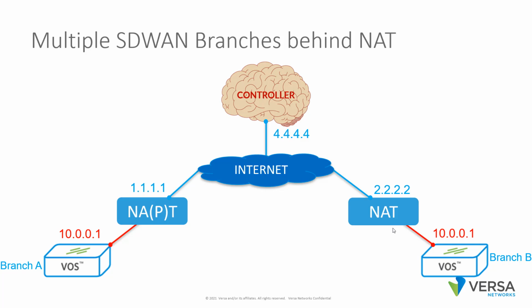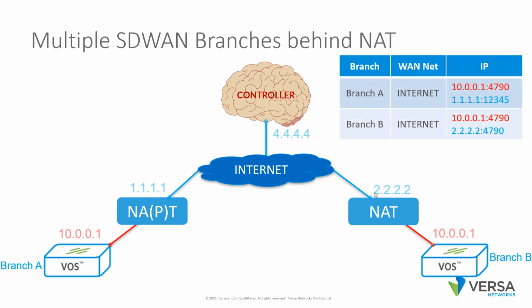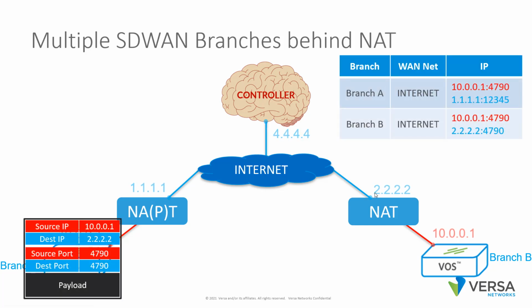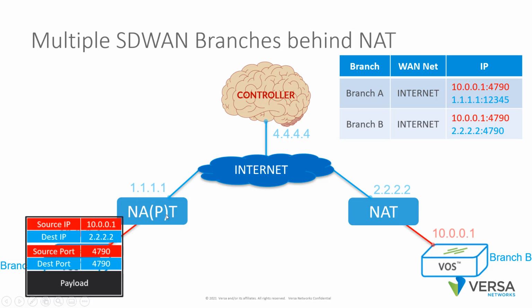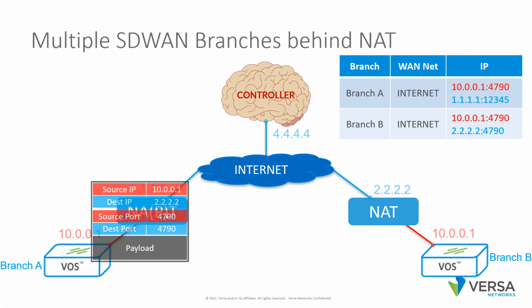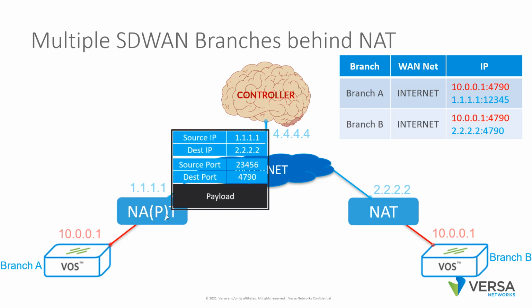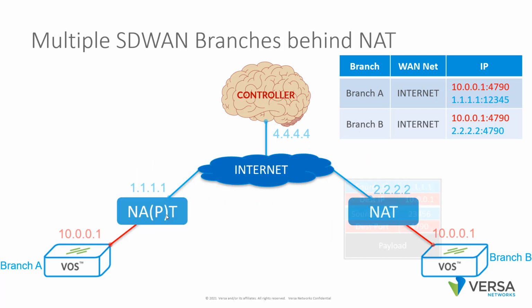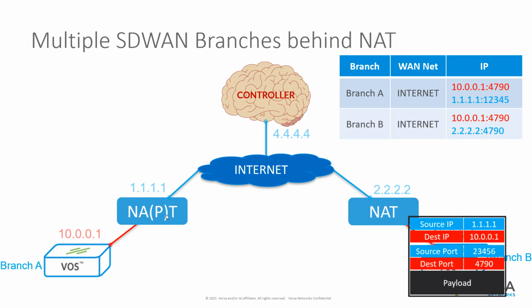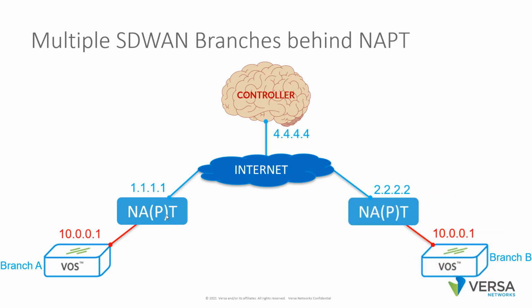Now let's review another example. What if we have multiple SD-WAN branches behind NAT? If we have network address port translation on one side and static NAT on the other side, the connection will be able to be established without any problems. So we'll just establish a connection from branch A to branch B. This packet will be able to traverse the network address port translation device, be properly translated, and then go through the internet to the other device, be translated again. Because it's a static translation, it will reach branch B. And we successfully establish a connection.